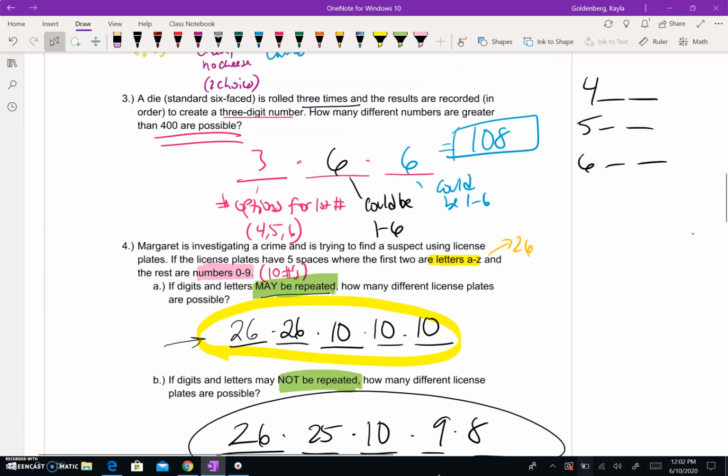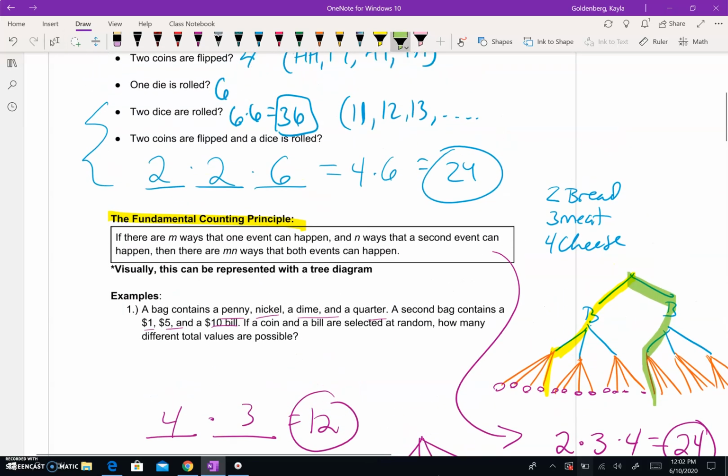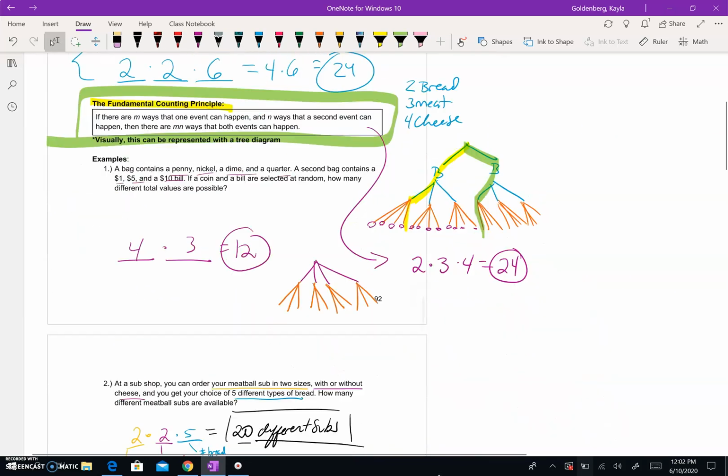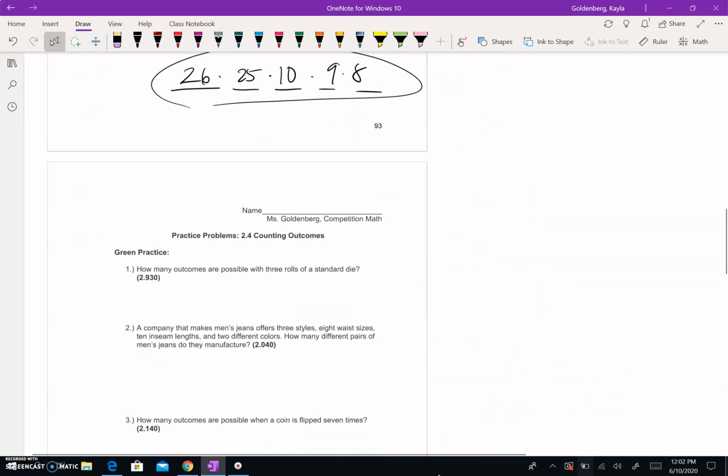This covered the fundamental counting principle. So the big idea of this video was the principle on that previous page, which just says you need to multiply the different possibilities for each choice. The practice problems we will look at tomorrow as a class.